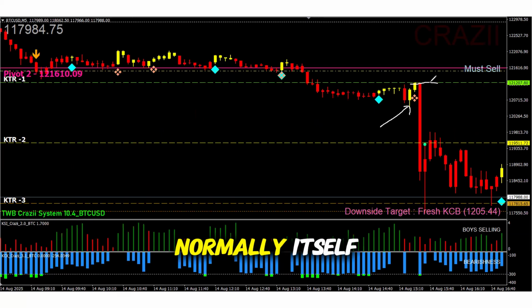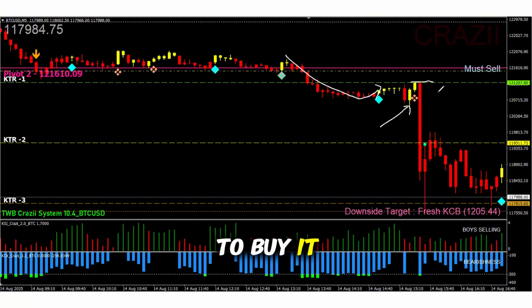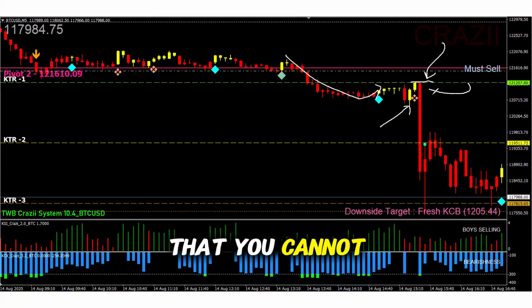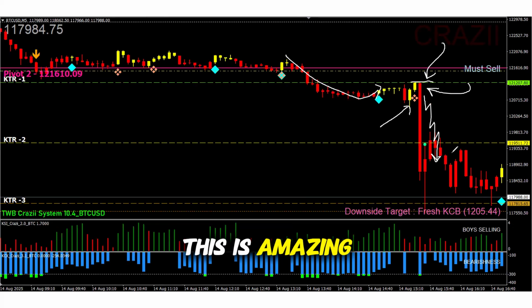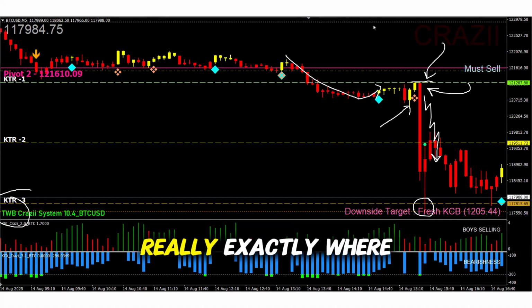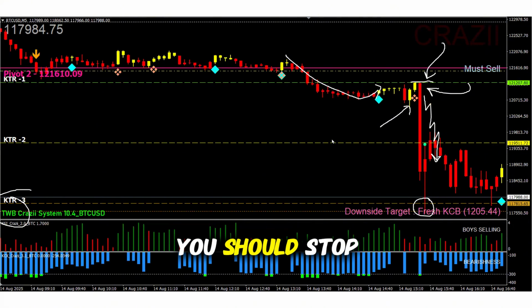As a trader, normally when the market comes down and rebounds, I'm very sure a lot of you want to buy it. But look at it, if you put the diamond line at the right place, you will know that you cannot buy. And straight away, the market collapsed down. Oh my God, this is amazing. And where it stopped, exactly at the KTR minus 3 and the pivot and the MA. Really exactly where it should stop.